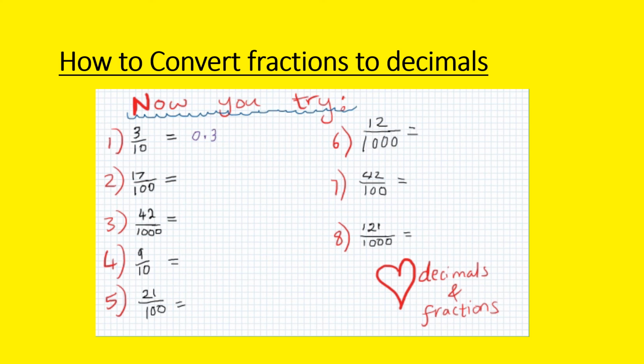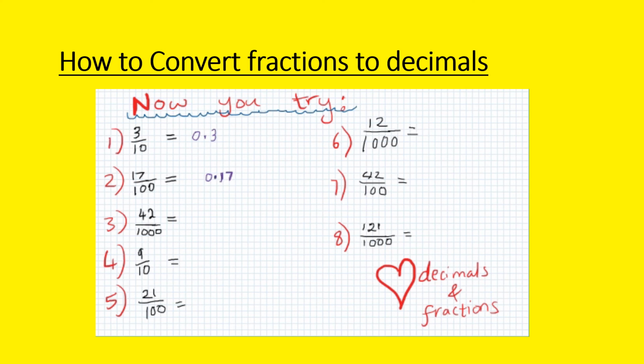Let's have a look at question 2. I've got 2 numbers here, and this is another way you can do it. Look, I want to write my 17 first. Okay. And I've got room for 3 digits: 1, 2, and 3 digits. I want to put my decimal point here. Let's do it this way.